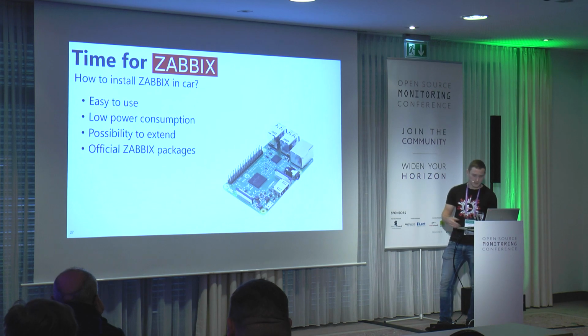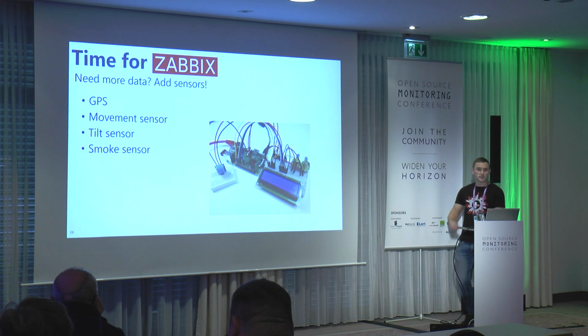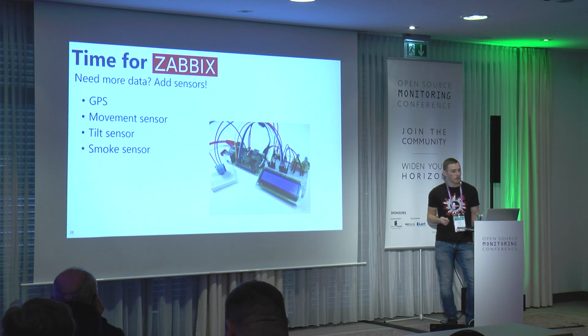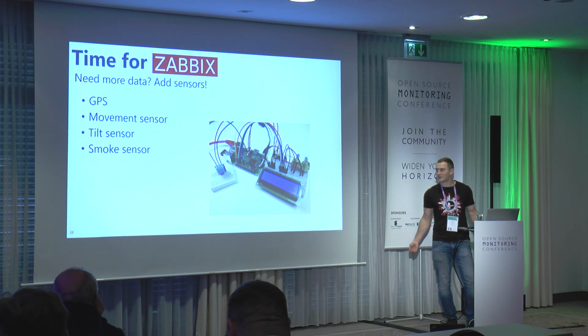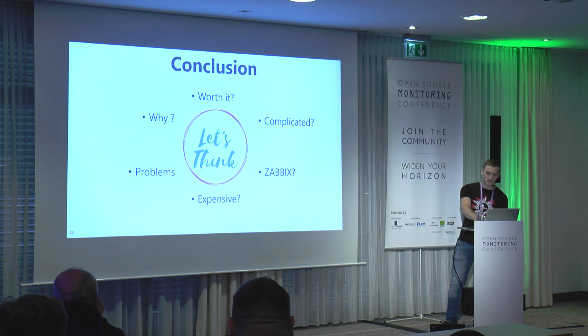So, official Zabbix packages, already mentioned it. What additional data from the sensors? GPS, maybe the car should not be moving at all. It would also be like more accurate data for the speed. Movement sensors, tilt sensors, maybe there was a car accident. Smoke sensors, maybe it's like really unfortunately and hopefully not on fire.